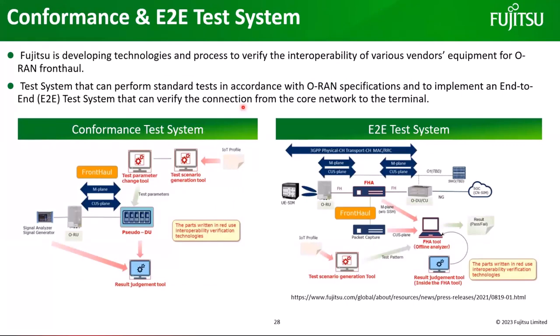To quickly verify interoperability between different vendors' equipment, it is necessary to establish a verification process, develop tools that can be used in common, and develop a verification environment. Fujitsu is developing technologies and processes to verify the interoperability of various vendors' equipment for Open RAN fronthaul.